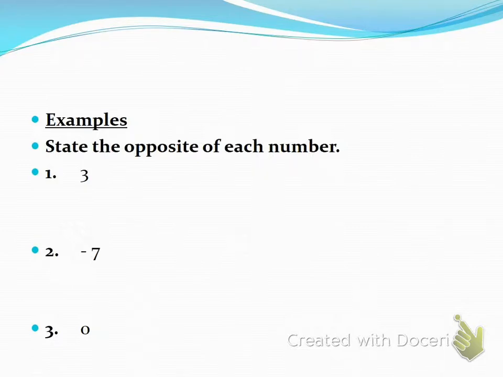All right, so now we're just going to do some examples mixed together. For now, our directions are state the opposite of each number. So if I'm doing this in my example section of my notes, I would put the directions and maybe draw a big line underneath it. State the opposite of each number, so that way I know what the directions were. If you just write down 3, -7, 0, and then put the answers next to them without the directions, it might not make a whole lot of sense later on.